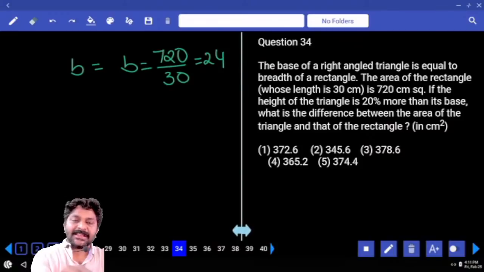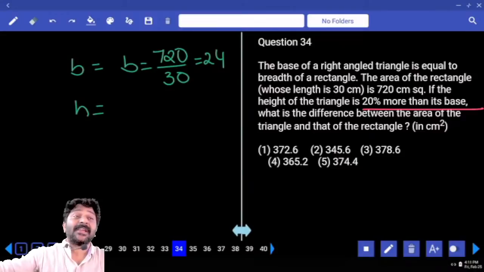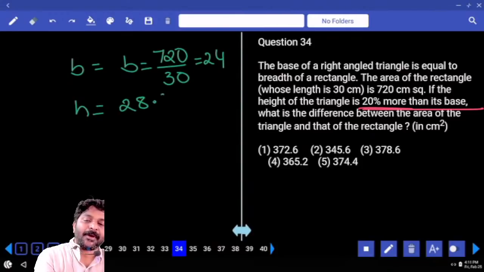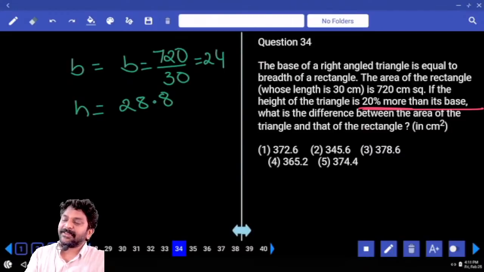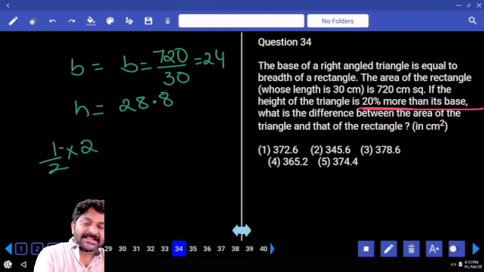If the height of the triangle is equal to 20% more than its base. How much did we get as the base of the triangle? 24. What is 10%? 20% more they said, right? So to this if you add 4.8, it becomes 28.8. Now what is the difference between the area of the triangle and the area of the rectangle? Rectangle area is already given, right? How much? 720. So triangle area is half base into height, correct?